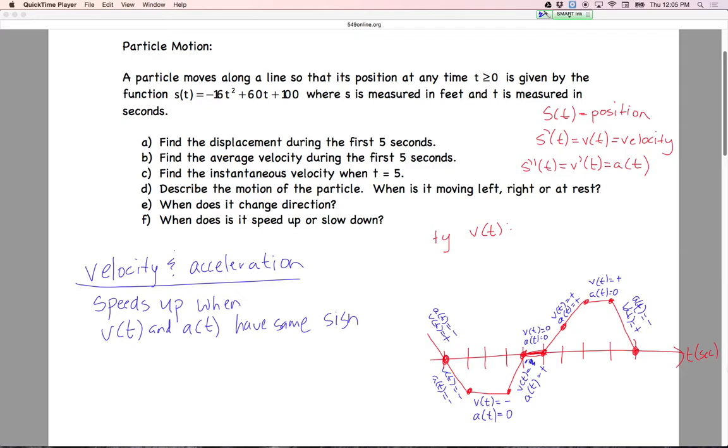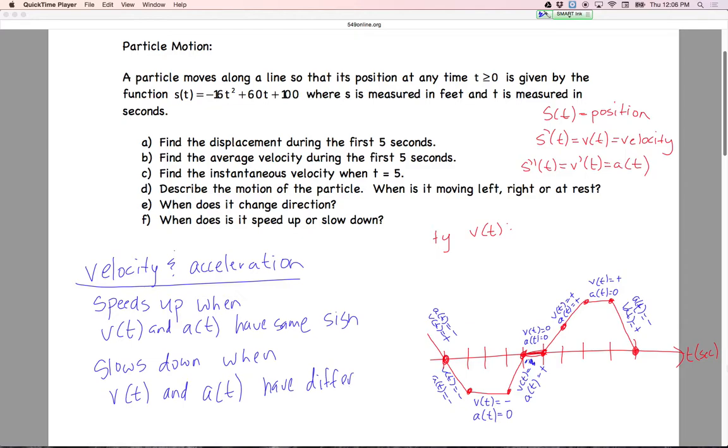Okay. All right, so slows down when what? Slows down when v(t) and a(t) are what? When they have different signs.